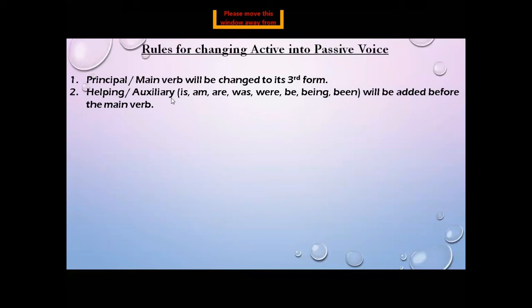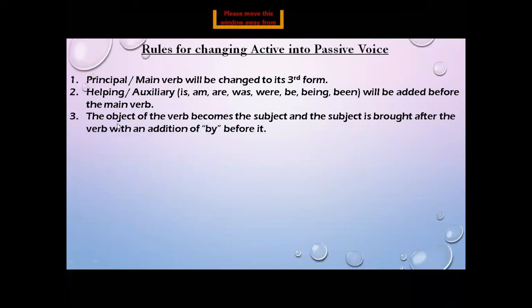Now, the helping verb or auxiliary. You saw the examples. The helping verbs that are is, am, are, was, were, be, being, been will be added before the main verb. There are many tenses, about 12 tenses. Out of 12 tenses, 8 tenses can be converted into passive voice. We will tell you later which auxiliary verb will be used with which sentence. But any of the auxiliary or helping verbs will be used in the passive voice.